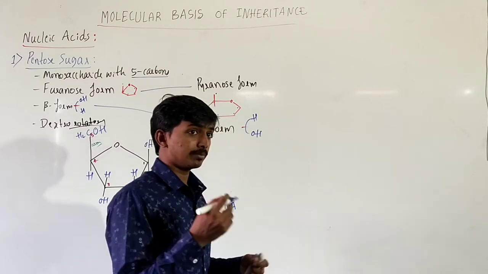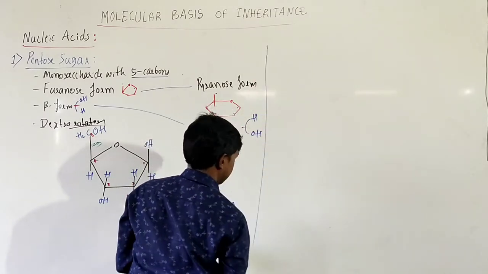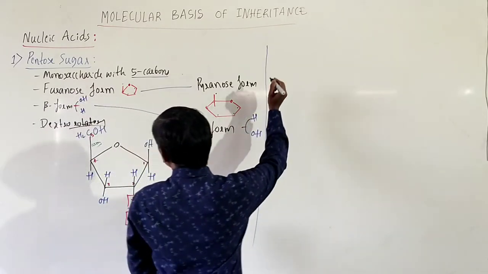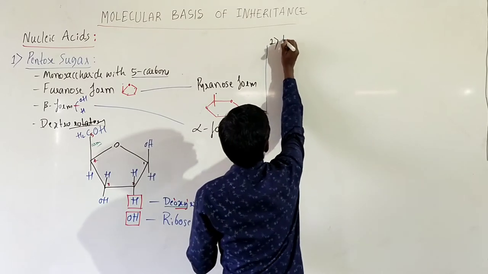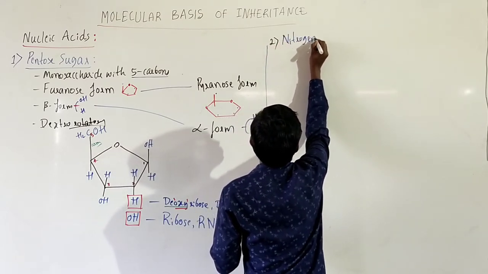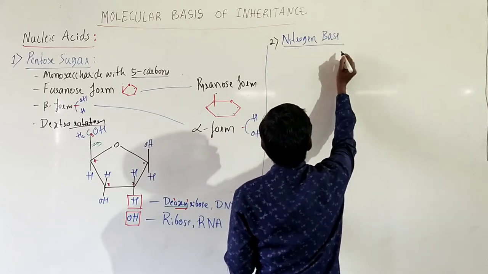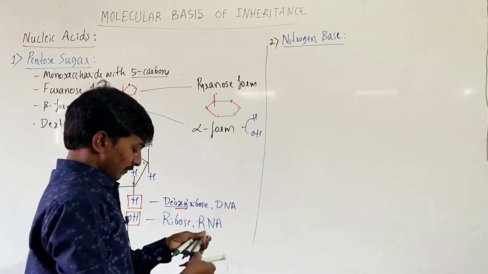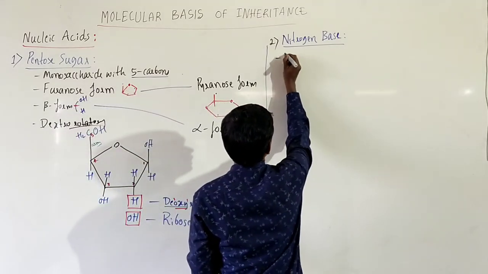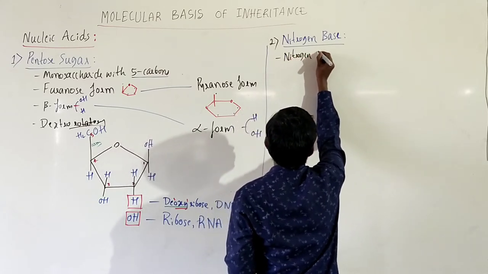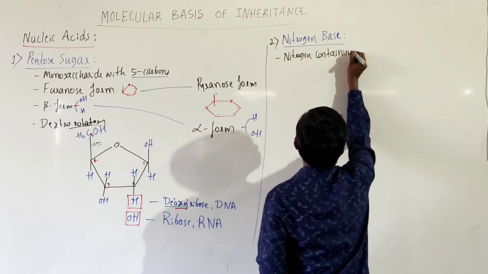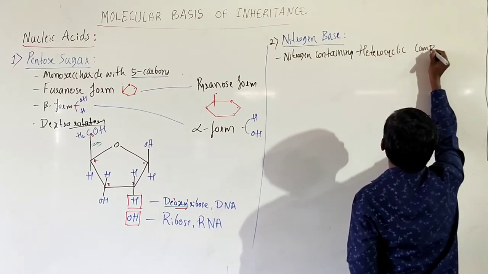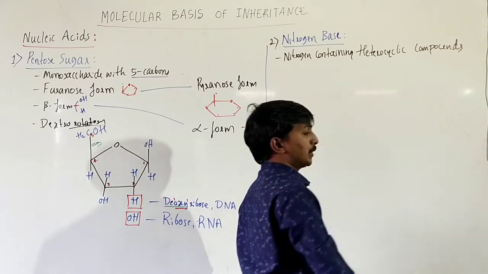The second component is the nitrogen base, or it's also called nitrogenous bases. We'll write those nitrogen bases briefly and we'll try to make differences between those two types. Here, these are nothing but nitrogen containing heterocyclic compounds.